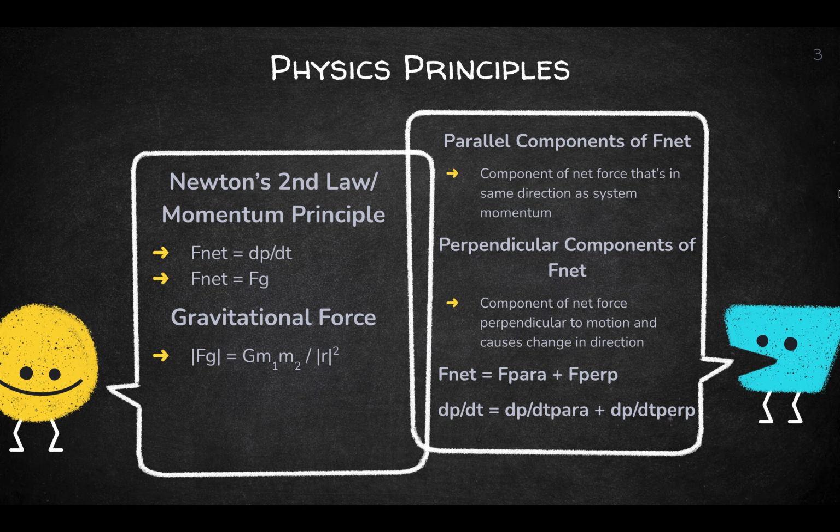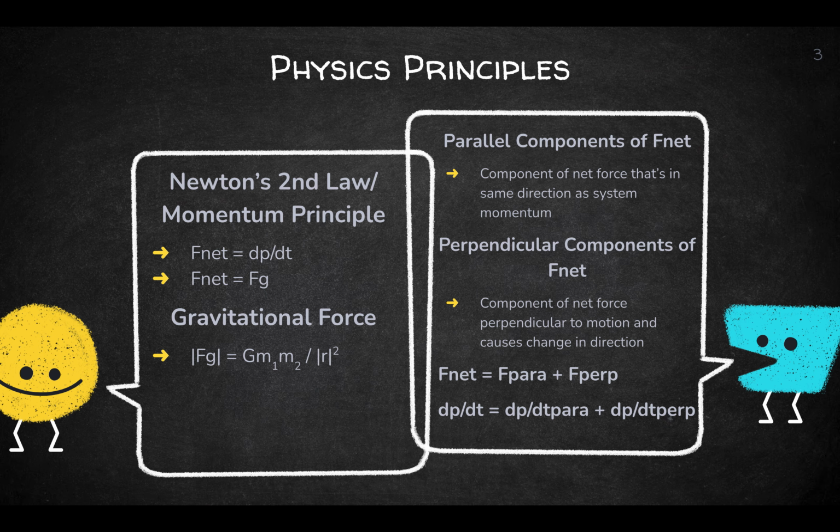In this lab, we'll be incorporating Newton's second law, also known as the momentum principle, stating that the net force of a system is equal to the system's change in momentum over its change in time. In this lab, we can say that the net force acting on the star is equal to the gravitational force from the black hole. Down below, we can see the magnitude of the gravitational force being equal to the gravitational constant times the mass of the first object times the mass of the second object divided by the distance between the two squared. We also solve for the parallel and perpendicular components of net force.